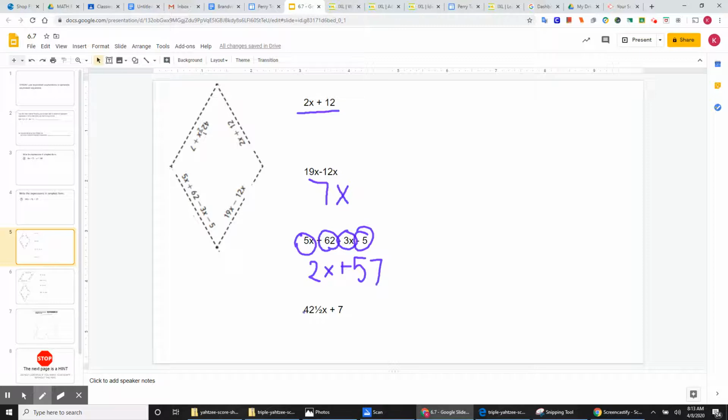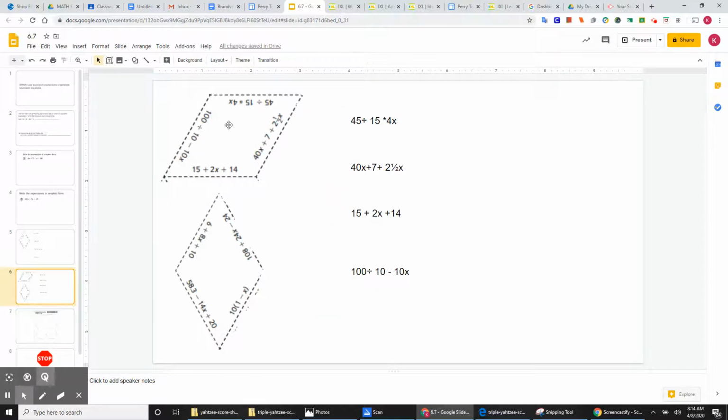And the last one is already simplified, 42.5x plus 7. I know it's simplified because there are no more x's or independent numbers that I can add or multiply. Let's go look at the other pieces I have. All right, for the next one, I have this puzzle piece here.